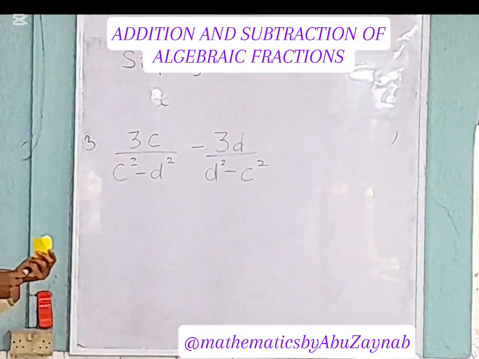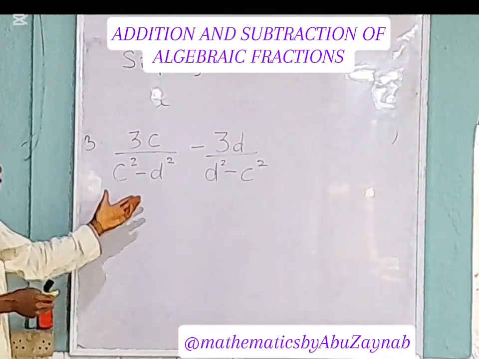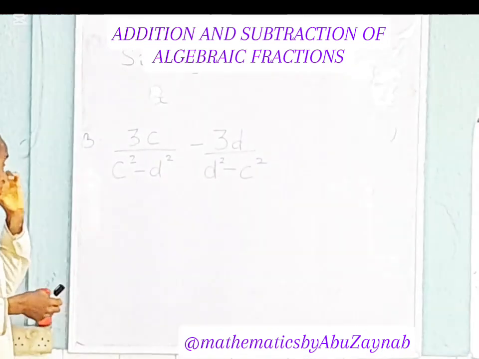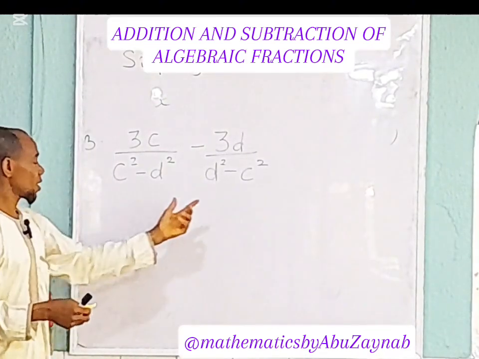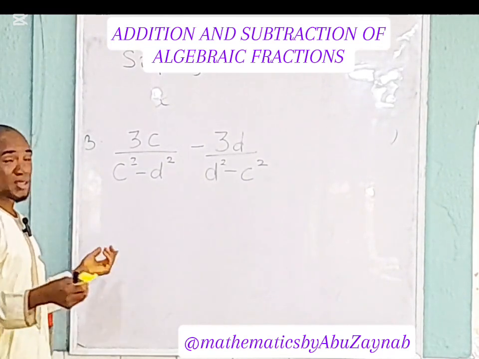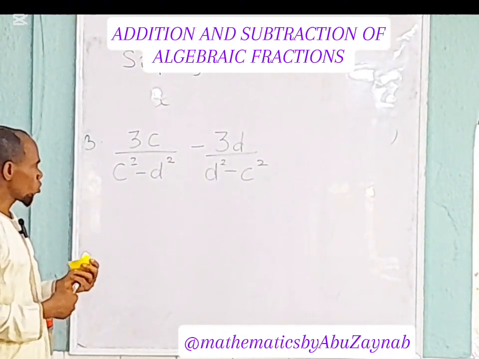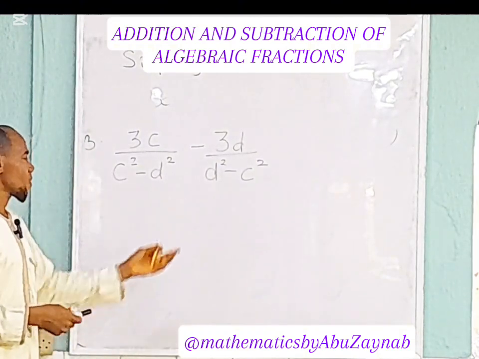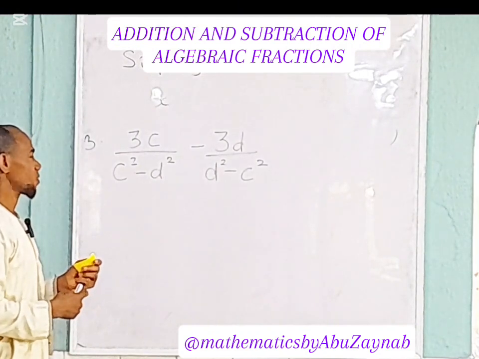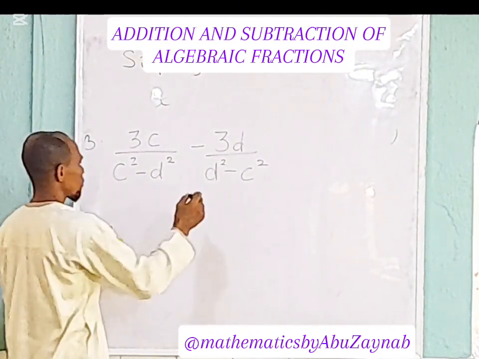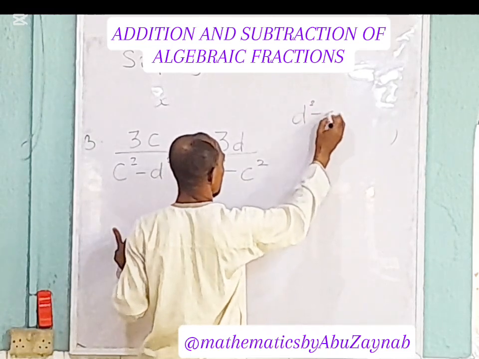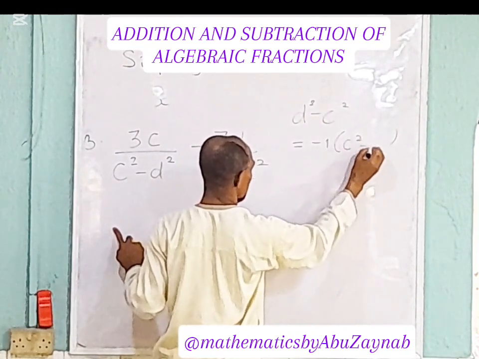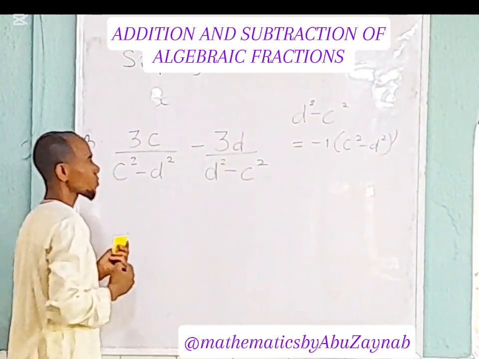Okay, once again, the starting point is always the denominator. So the denominators here apparently look different, because we have c squared minus d squared here. On the other hand, we have d squared minus c squared here, which are not the same. However, on looking closely, we can modify d squared minus c squared to be the same as this, by factorizing it, bringing out minus 1. Hence, we can say d squared minus c squared is the same as minus 1 bracket c squared minus d squared.